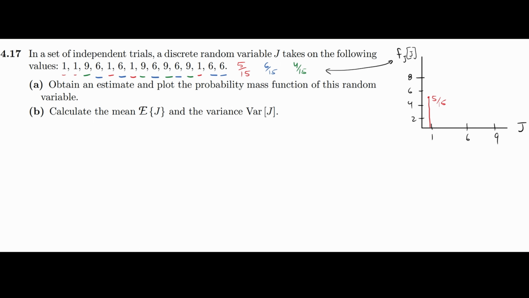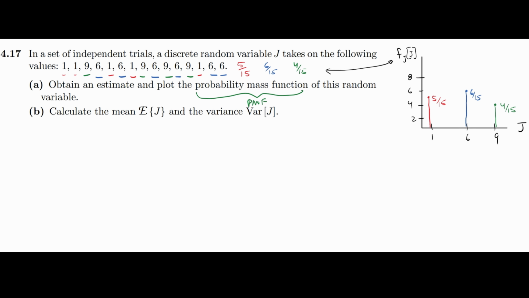For our 6s, we are going to go 6 over 15. So it's going to go a little bit higher. 6 over 15 right here. And lastly, we have 4 over 15. So that one's going to be the lowest, probably a little bit higher than that, somewhere around right here. And this is our 4 over 15. So that's obtaining, estimating, and plotting the probability mass function. Remember, probability mass function is also known as PMF of this random variable. So this is our PMF graph.